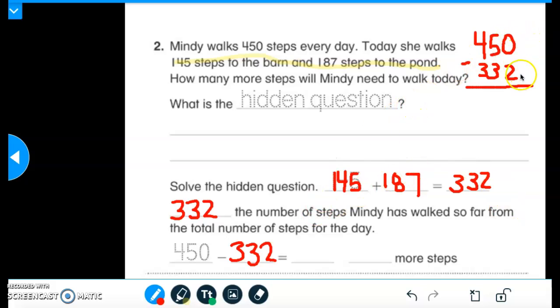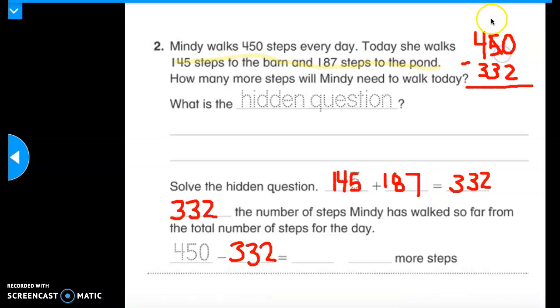So we have 0 minus 2. We can't do that, so we need to regroup. We make that 5 into a 4, and that 0 becomes a 10. 10 minus 2 is going to give us an 8, so I'm going to write that here. Then 4 minus 3 is 1, and 4 minus 3 is 1. So she has 118 steps left that she needs to take today. So our answer is 118.